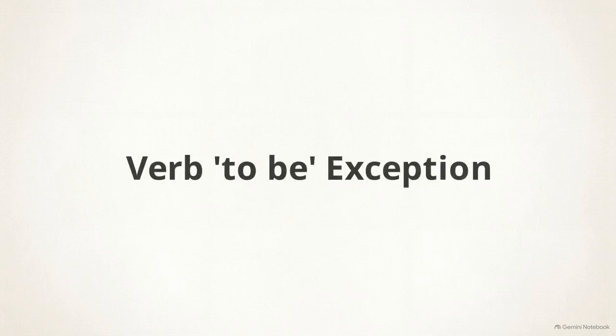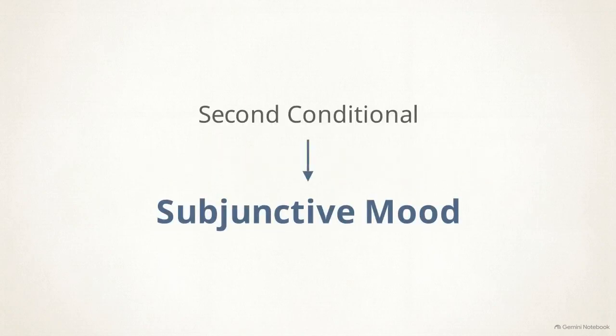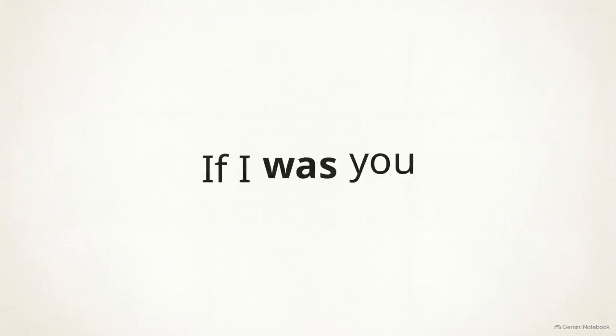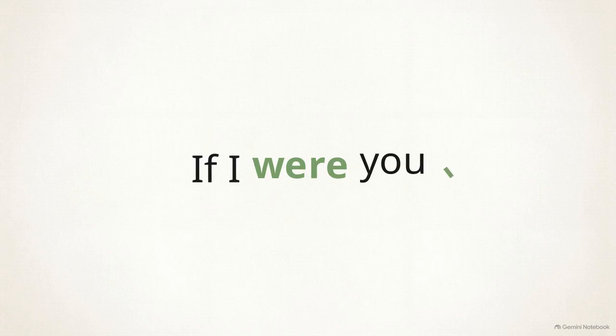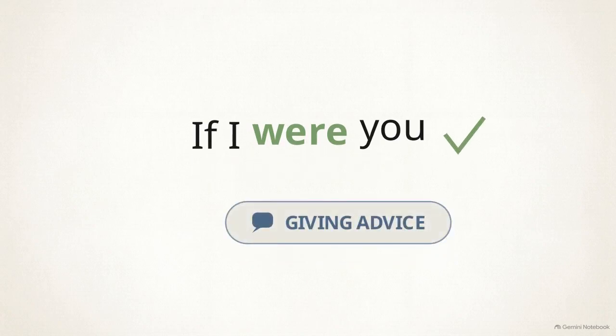There is one major exception with the verb to be. For the second conditional, we use the subjunctive mood. As the graphic shows, if I was you is incorrect. We change it to if I were you, a phrase we use constantly to give advice.